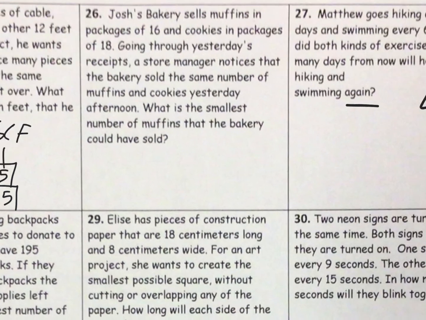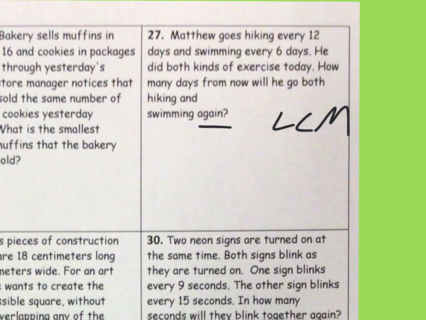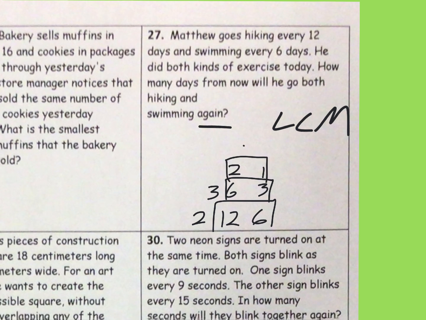Okay, so let's look at this LCM one here. Matthew goes hiking every 12 days and swimming every 6 days. He did both kinds of exercise today. How many days from now will he go both hiking and swimming again? So I'm going to go like this, 12 and 6. Well, let's say that you didn't know that 6 went into both 6 and 12, and you used 2 instead. So that would go 6 times, and it would go into this 3 times. And then 3 goes into both of those. And now I know I'm done because I got to a 1.